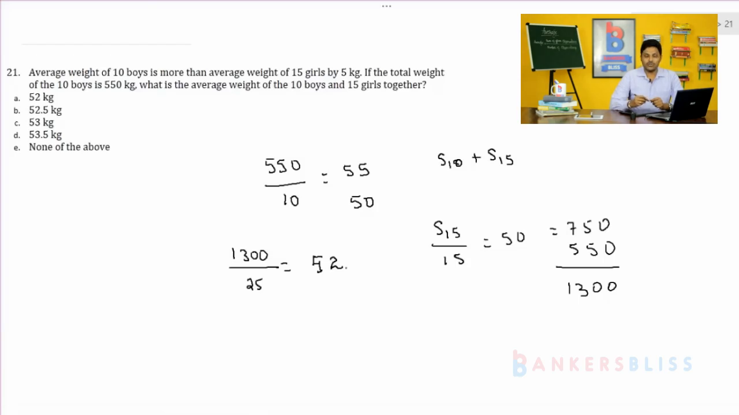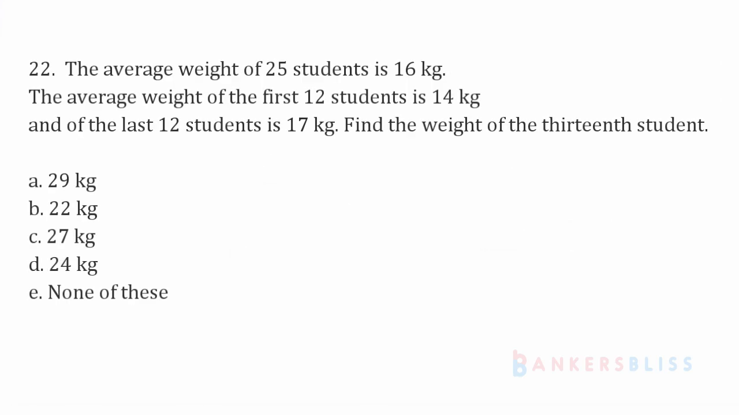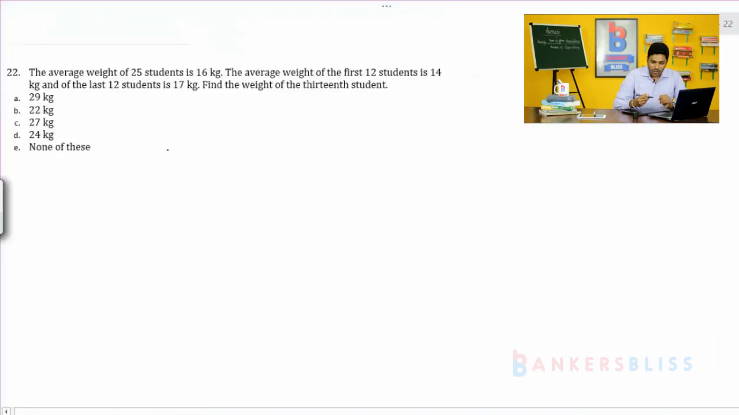Let us go to problem number 22. The average weight of 25 students is 16 kg. The average weight of the first 12 students is 14 kg and the last 12 students is 17 kg. Find the weight of the 13th student. Altogether the 25 students' average weight is 16 kg. From the first person to the 12th person, the average weight is 14.